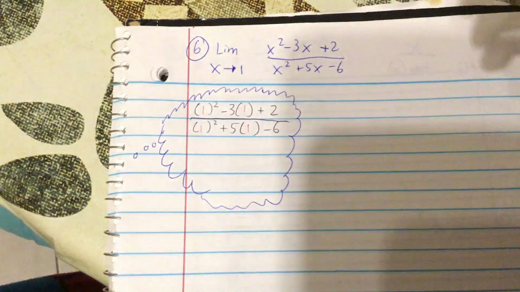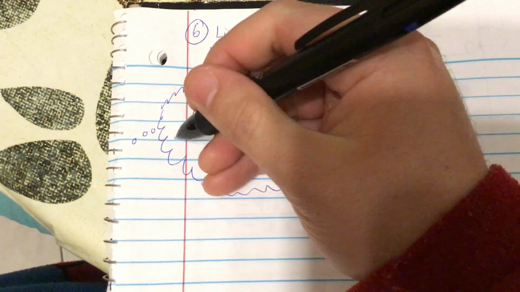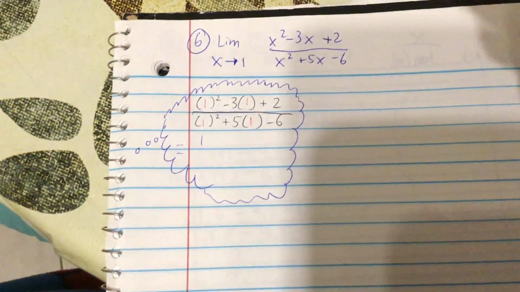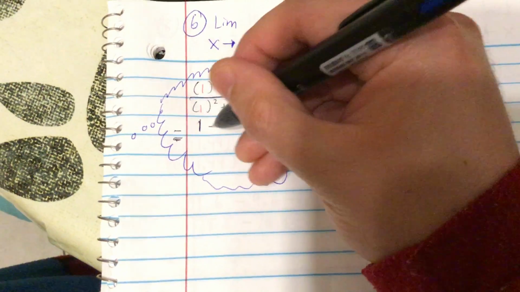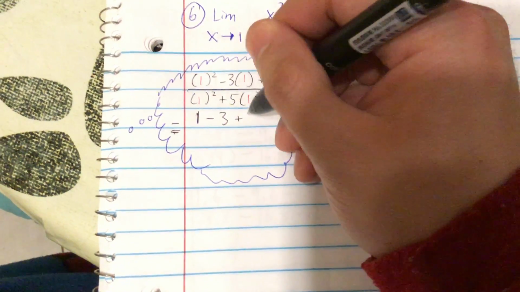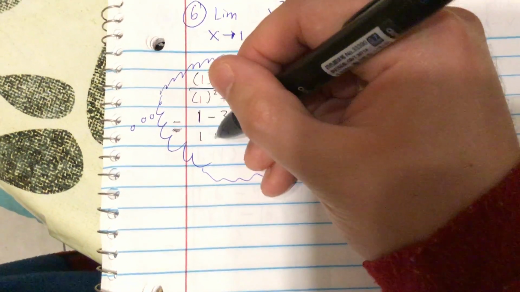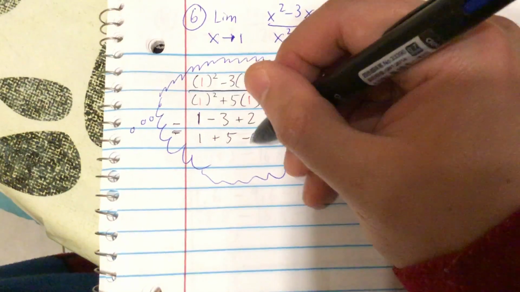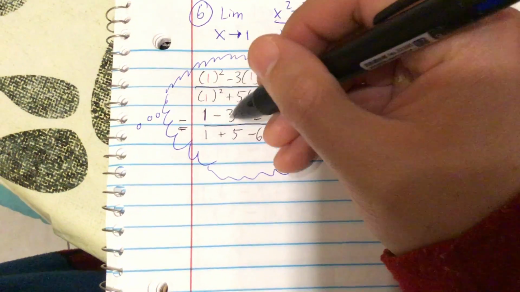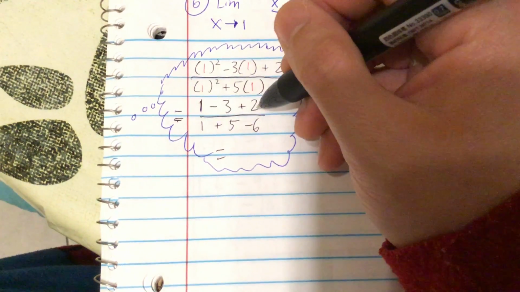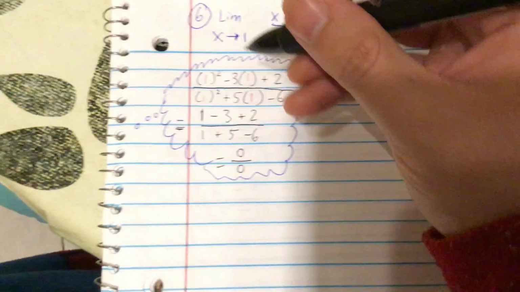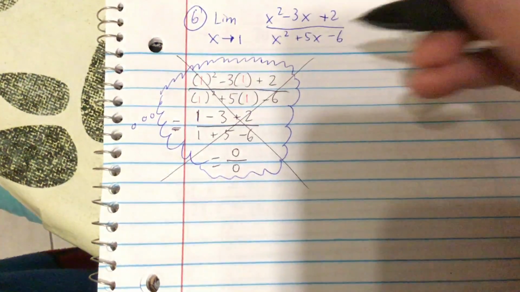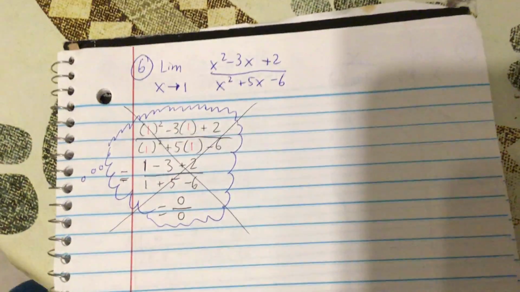And the beauty of x equals 1 is it's such a beautiful multiplication problem. So I want 1 squared, which is 1. Negative 3 times 1 is negative 3. Plus 2. 1 squared is 1. Plus 5 times 1, which is 5. And minus 6. 1 minus 3 is negative 2. Negative 2 plus 2 is 0. 1 plus 5 is 6. 6 minus 6 is 0. What do you know? We've got a hole in the graph, making x equals 1 discontinuous.